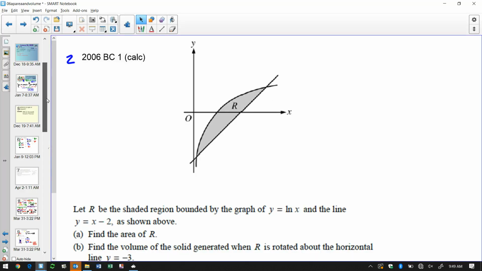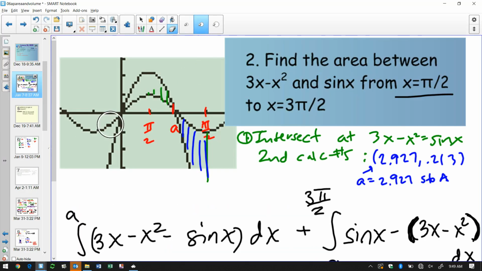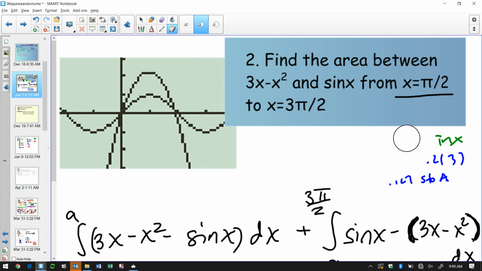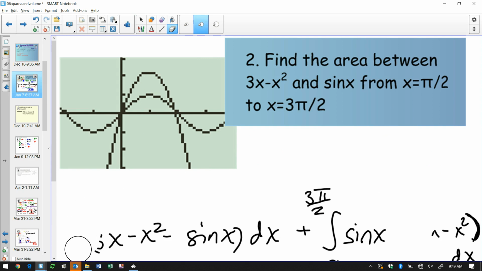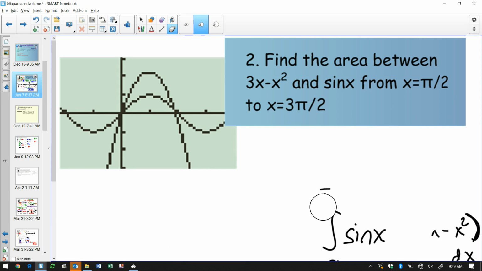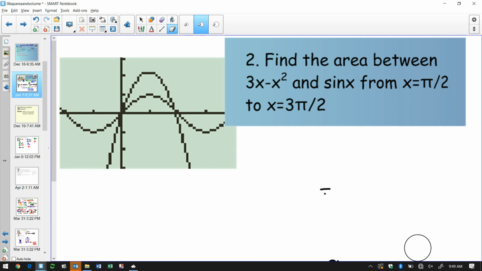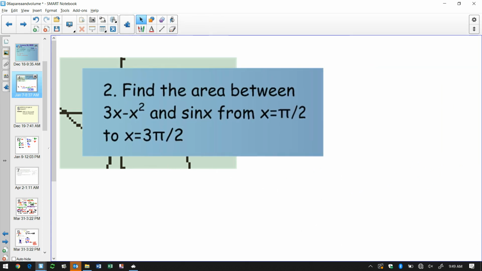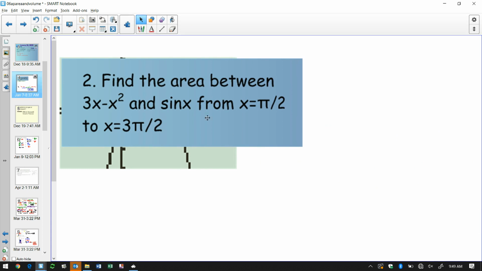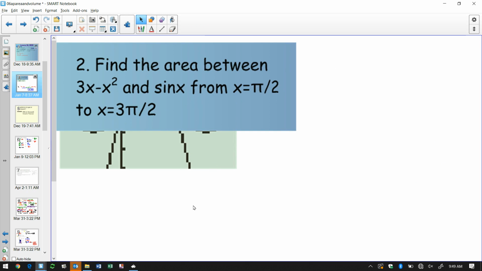Okay, I want to look at this problem right here together. Find the area between 3 minus x squared and sine x from x equals pi over 2 to x equals 3 pi over 2. When you get a problem like this, the hardest thing to do is figure out what the graph is. This is actually a calculator problem, but I can kind of see what this is.